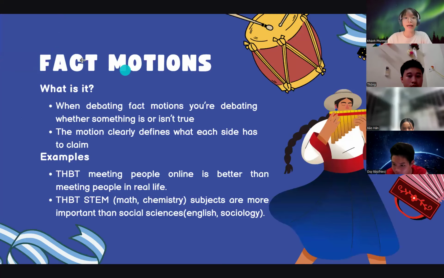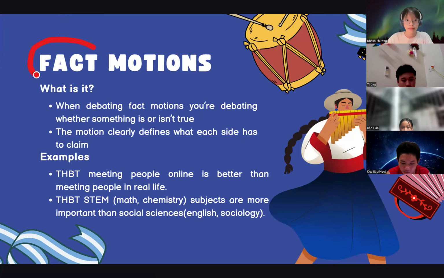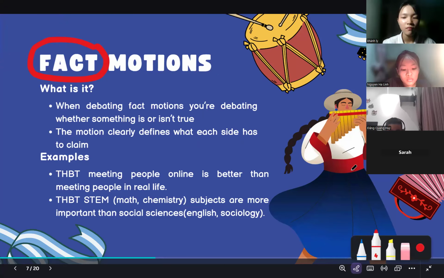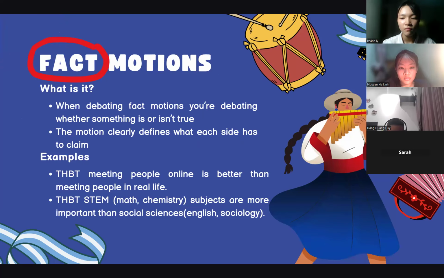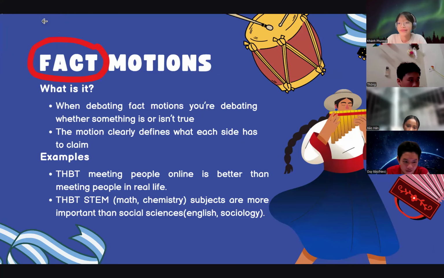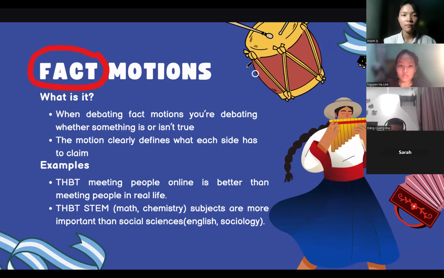All right, so first we have fact motions. Can somebody tell me what is the meaning of the word fact? Okay, I will ask a few people. So Neil, you can answer first. I think a fact is something that is true. Yes, something that is true and always exists from the past to now and in the future. I think so.